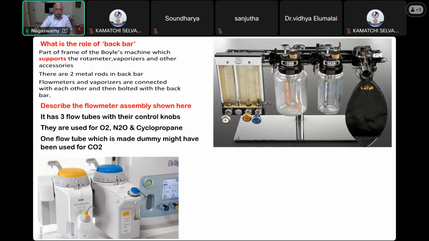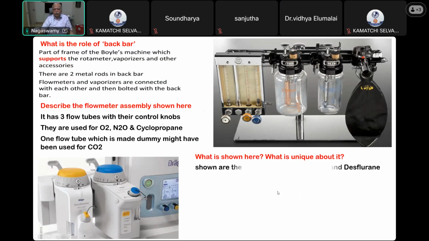But in the modern machines, what is the difference between these two vaporizers? There is a selectatec property. There is an interlocking system. You can use only one vaporizer at a time. You cannot use both at the same time. So there, on the back bar, there is an interlocking or selectatec system where you cannot rotate the dial of the second vaporizer even if both are mounted on the same machine.